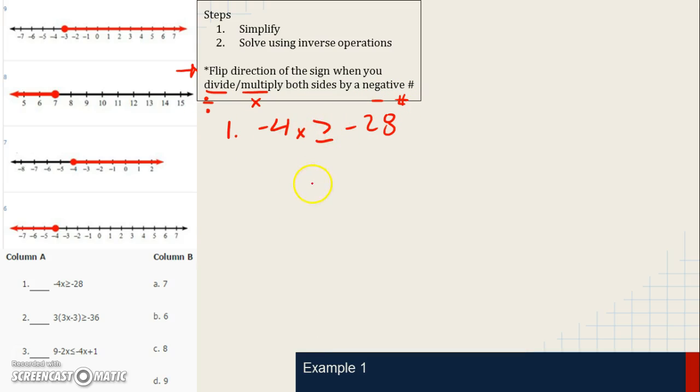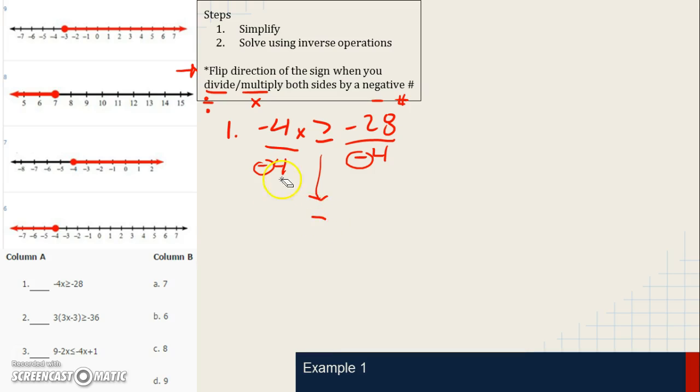So you can see here, if we're solving for x, what we need to do to eliminate this negative 4 is divide, since it's being multiplied. So we're going to divide both sides by negative 4. You can see right now we're dividing both sides by a negative number, so we're going to have to flip the direction of the sign. It was pointed to the constant, now we're going to point it to the variable.